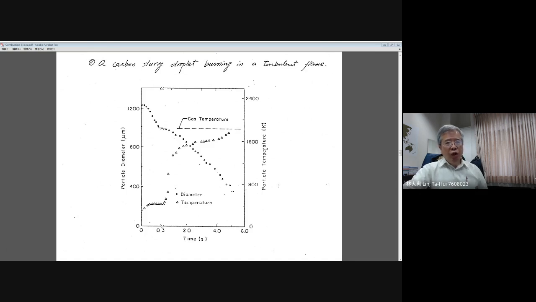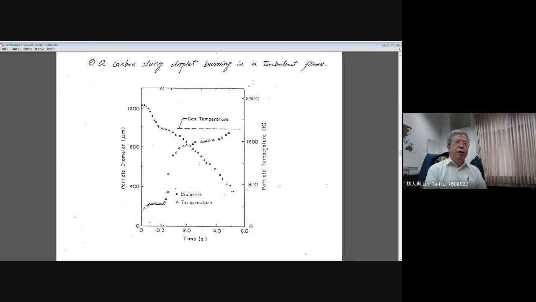Later on, if we have a chance, I want to tell you about the carbon particle burning with respect to time. It is very different compared with the burning features of a liquid droplet. The burning of a liquid droplet is described by the d-square law, right? That means the surface area is linearly proportional to the time.